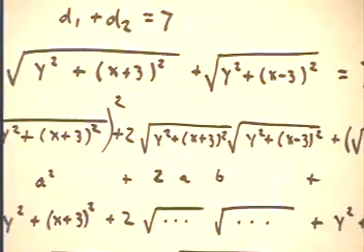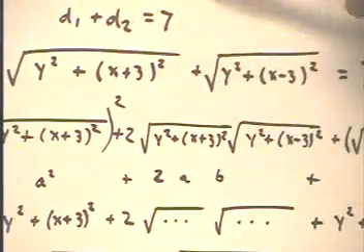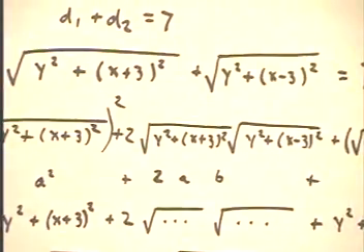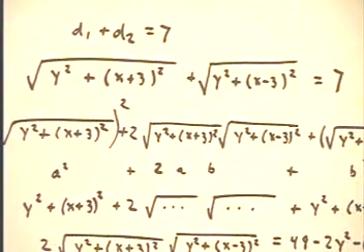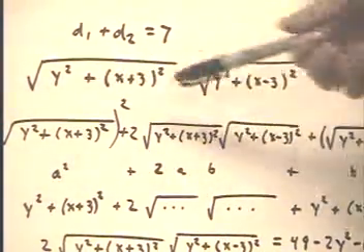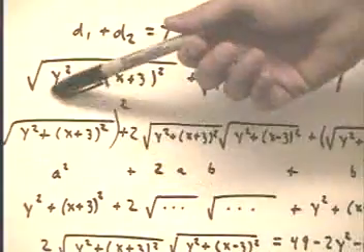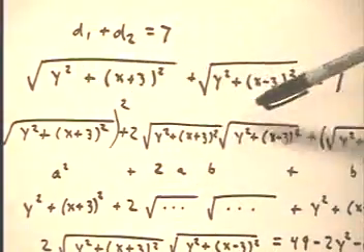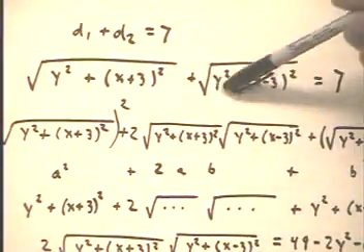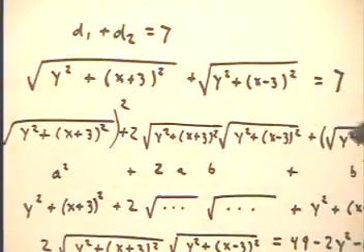Now, the condition that d1 plus d2 be 7 is then expressed by this equation. This is the distance from the point (-3, 0) to (x, y), and this is the distance from (3, 0) to (x, y), as you can easily verify. So this has to equal 7. Now we get into some fairly messy algebra here, so be prepared.